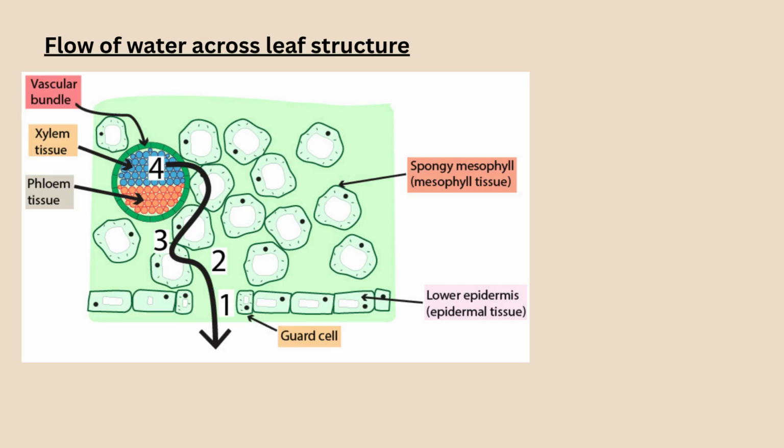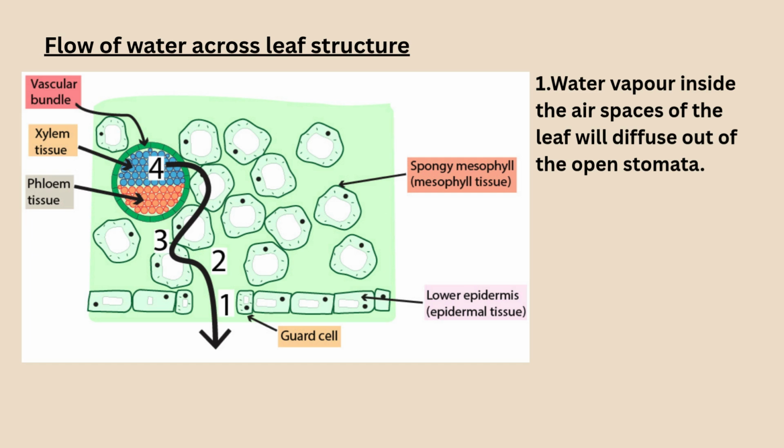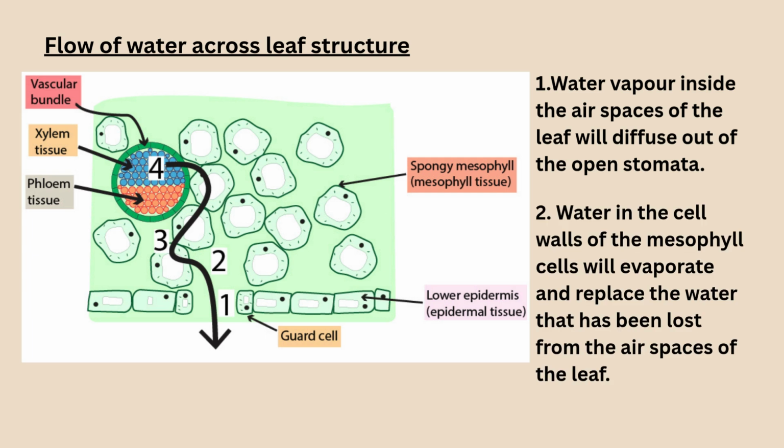Flow of water across the leaf structure. Water vapour inside the air spaces of the leaf will diffuse out of the open stomata at region 1. In region 2, water in the cell walls of the mesophyll cells will evaporate and replace the water that has been lost from the air spaces of the leaf.